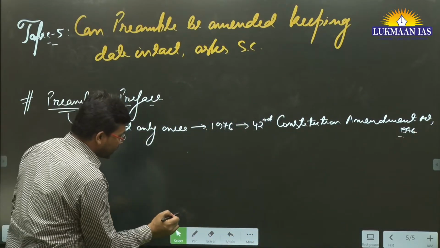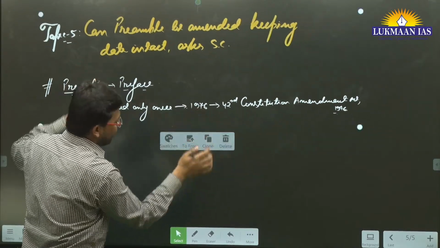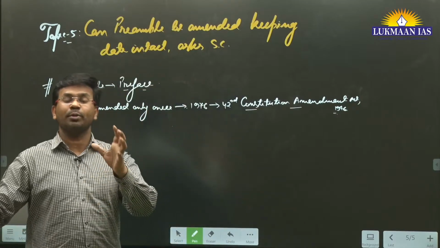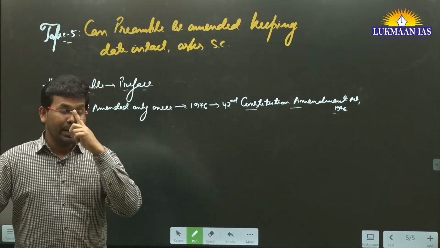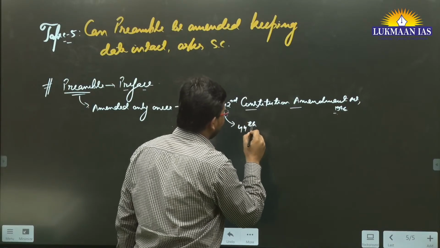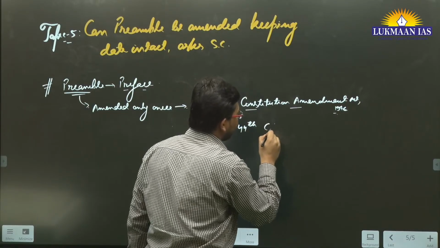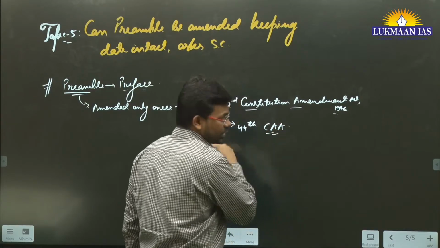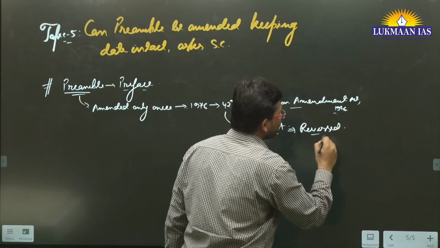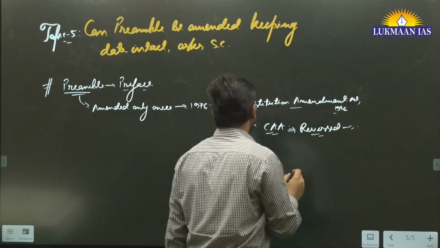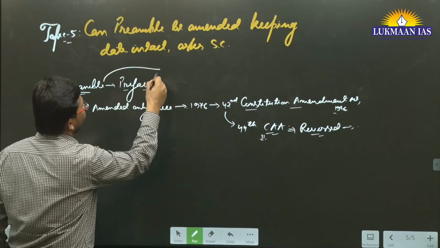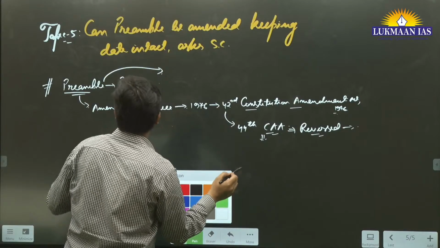The 42nd Constitutional Amendment Act is itself known as the mini constitution, because through this particular Amendment Act, they amended most of the features of the Constitution of India. But later on, the forthcoming amendments, especially the 44th Constitution Amendment Act, CAA, reversed most of the things that had been amended. But the thing is, what has happened in the preamble, the kind of amendment that they have done.